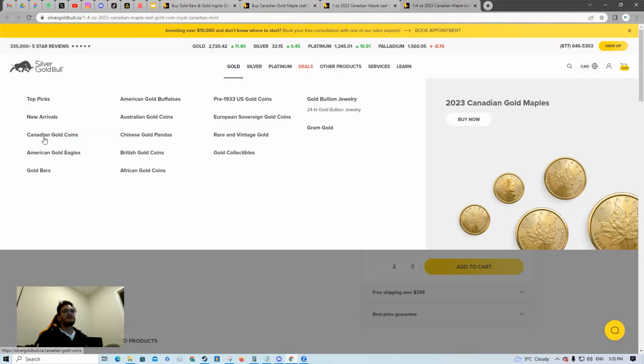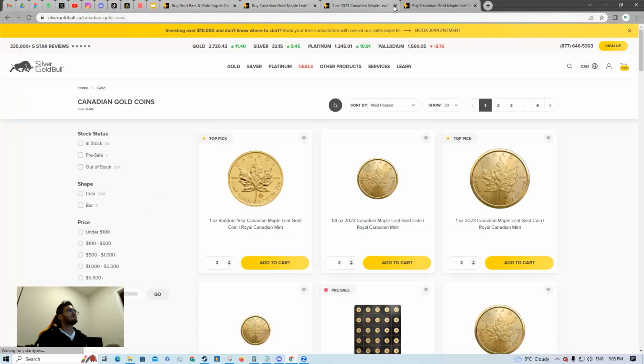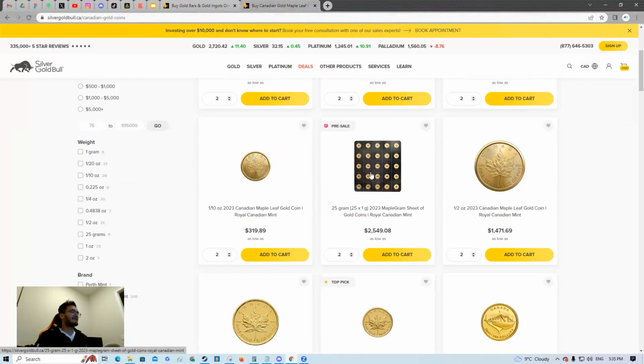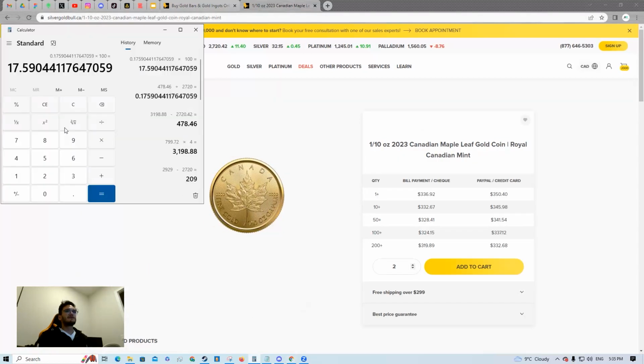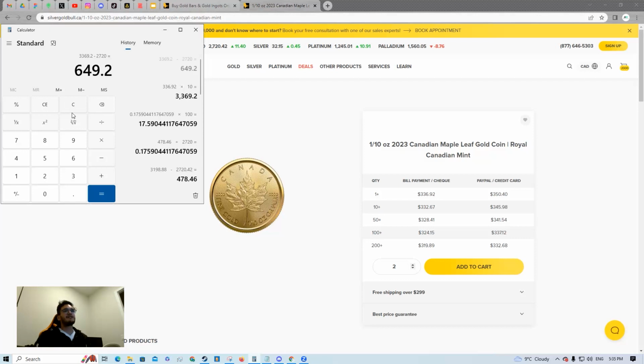And we can do one more example with the 1/10 ounce gold maple. So let's take the price at $336.92 and multiply it by 10 this time, because it's 1/10 of an ounce. So on a per ounce basis, we're paying $3,369, minus that by spot, and now we're paying basically $650 above spot price, which is crazy.